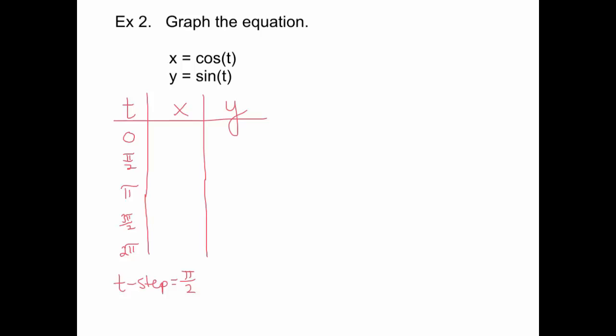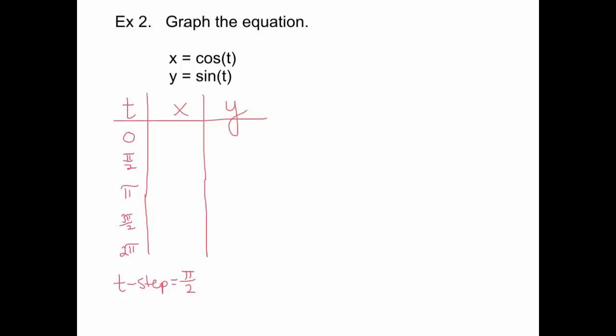That is actually going to get us a different graph than if we had graphed a t-step of something like pi, or pi over 4, or pi over 8, right? And you're going to see that because we're now going to try this on our calculators as well. But before we do that, I think we can still just practice making tables first.